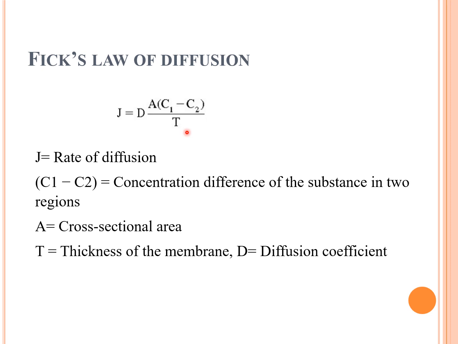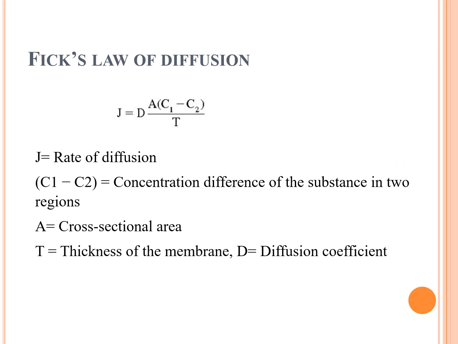Diffusion does not only depend on these factors. There are many other differences. Just remember, according to Fick's law of diffusion, the rate of diffusion is directly proportional to the concentration difference and the surface area, whereas it is inversely related to the thickness of the membrane, which means what? If the thickness is more, then the diffusion is less. So that is the meaning of this.